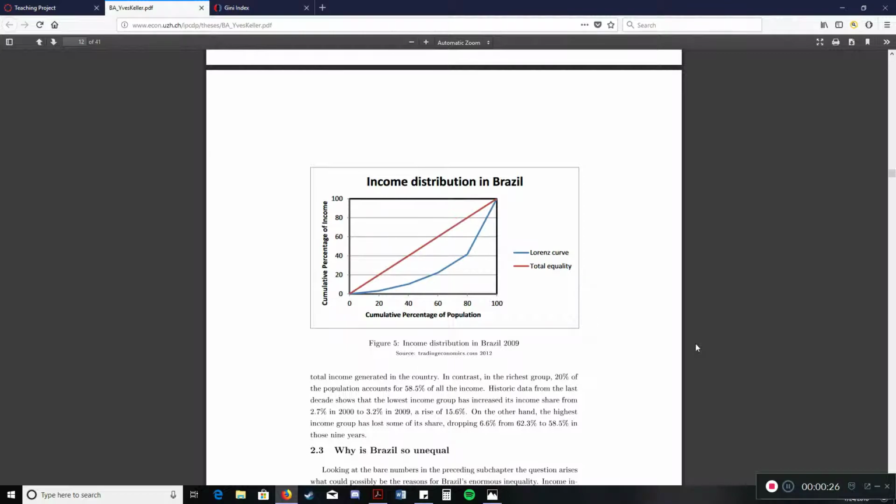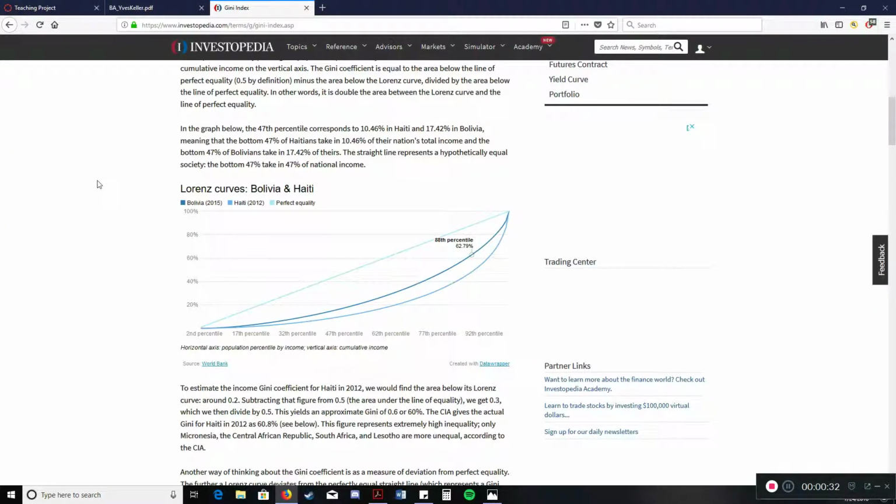The next example I will show is the Lorenz curve for Bolivia and Haiti, which is on the Investopedia website. Now, as you can gather from the graph, the income inequality in Bolivia and Haiti is a serious problem. Bolivia is in the darker blue, while Haiti is in the lighter blue. The information from Bolivia is from 2015, while the information from Haiti is from 2012.